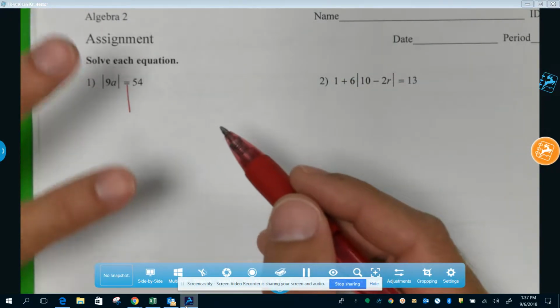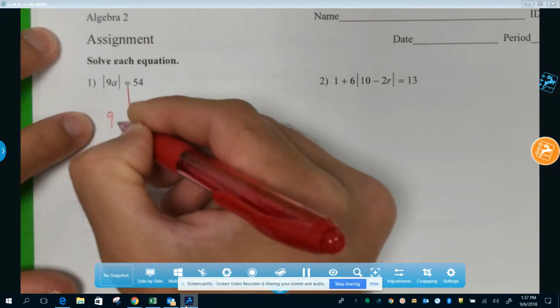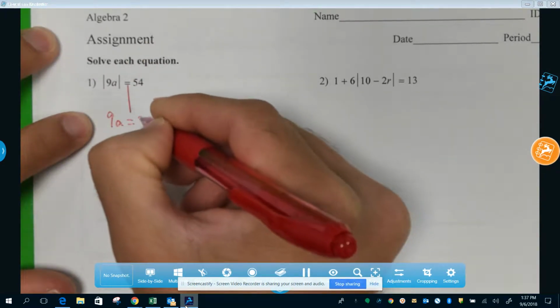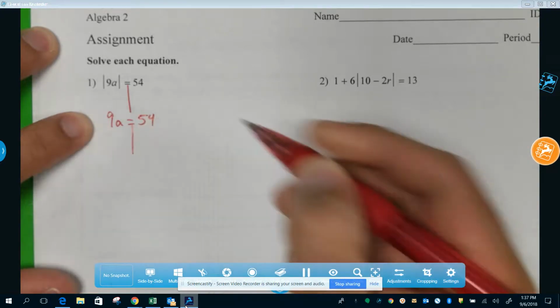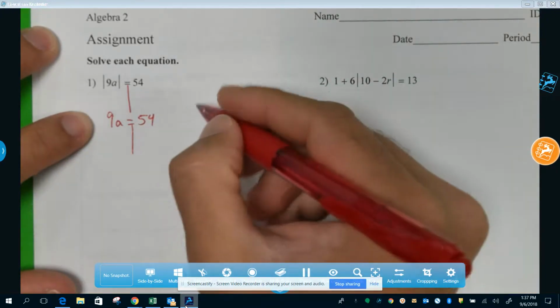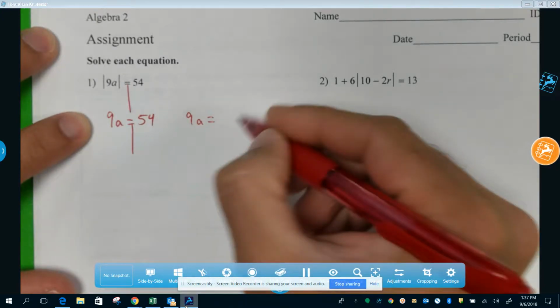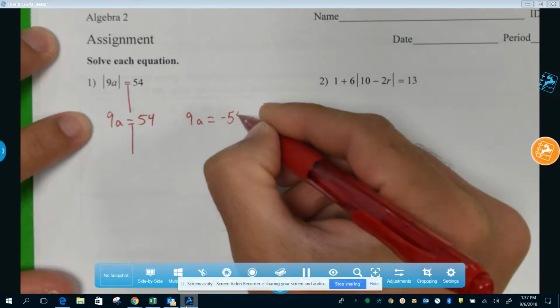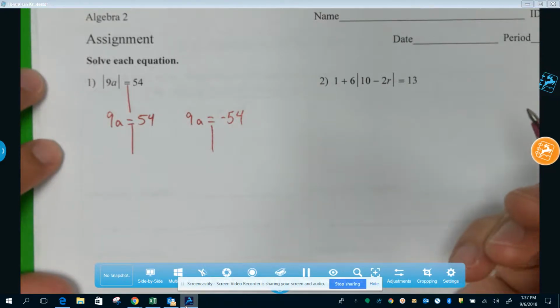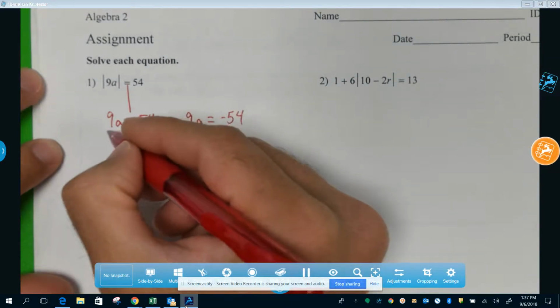Absolute value, we have to have two equations. The first equation, we just get rid of our bars. 9a equals 54. And we'll solve that one here in a second. But I want to write both equations. The second equation, 9a equals, the only thing that changes is the right-hand side changes to a negative 54. This should be pretty easy to solve for a.